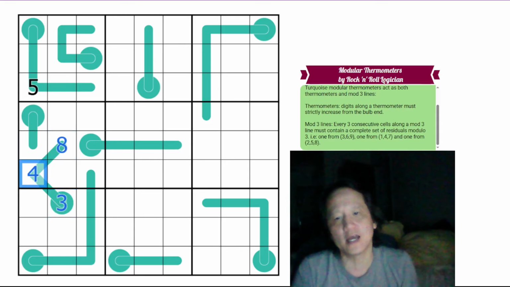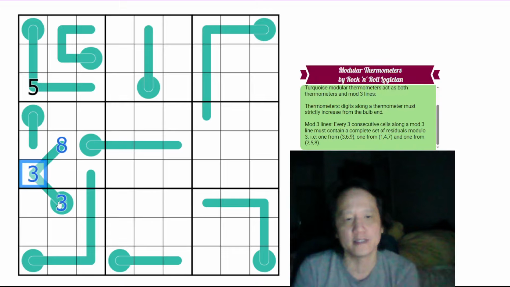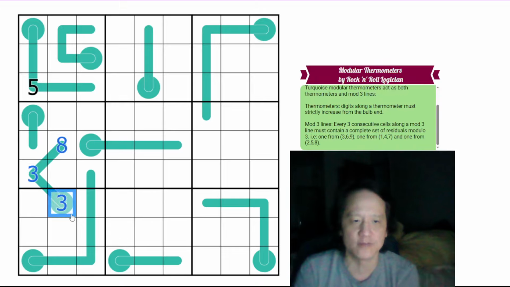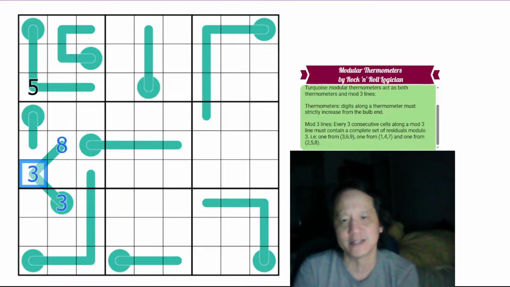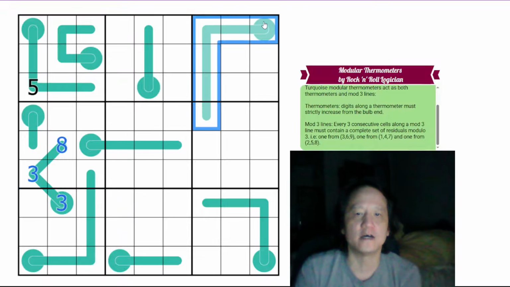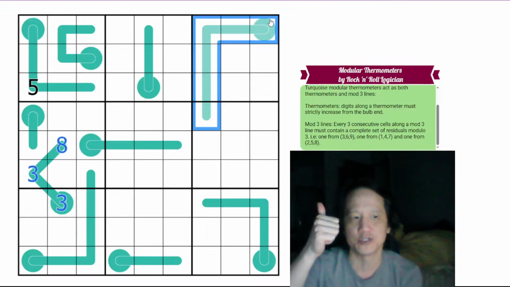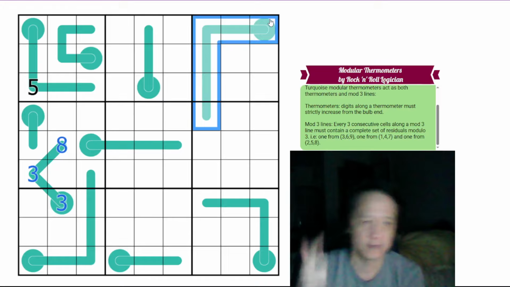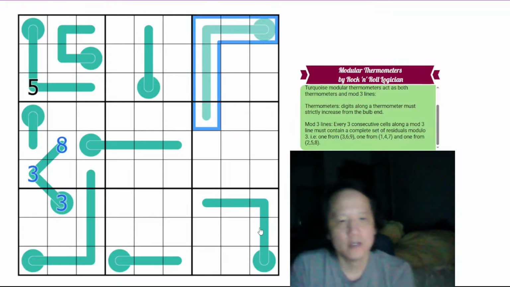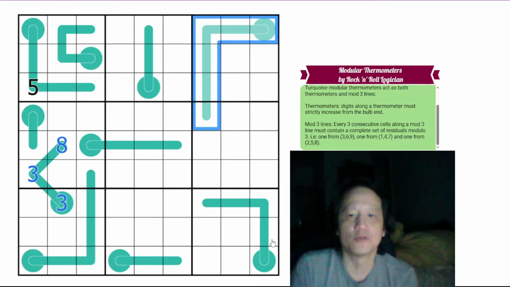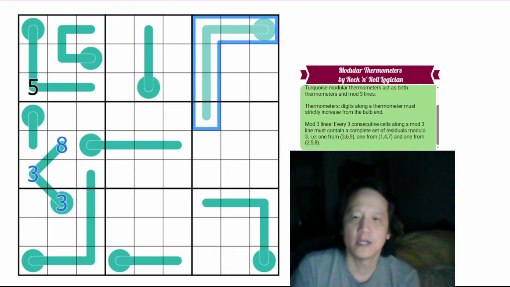What you could not have is something like 3, 3, and 8, because it's not increasing from this cell to that cell, and that's not allowed. And every line on this puzzle fulfills both the thermometer rule set and the mod 3 line rule set. So keep that in mind. Anyways, those are all the rules. If you'd like to play along, there's going to be a link in the description. And now I'm going to get started.